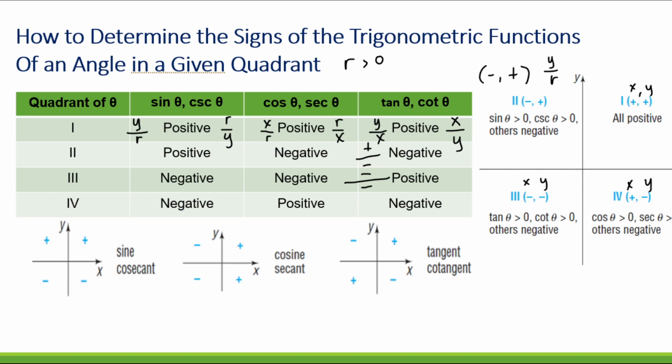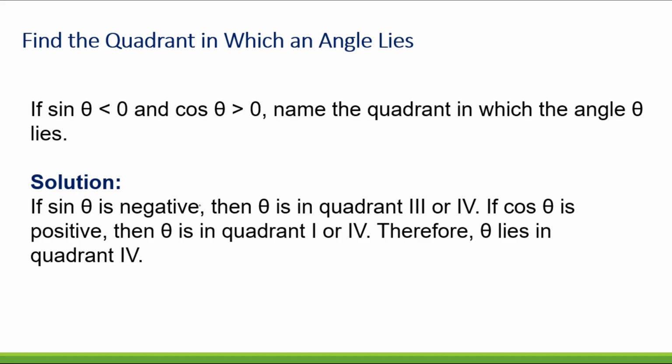So let's look at this particular problem. We want to find the quadrant in which a particular angle lies. And so we know that sine of theta is less than 0. Sine theta is y over r. So that tells us that y is negative. But cosine theta is x over r, and it is greater than 0. So that means x is positive. And so we know that x is positive and y is negative. And what quadrant is that?